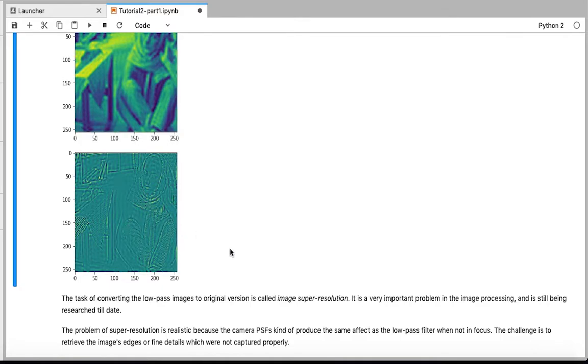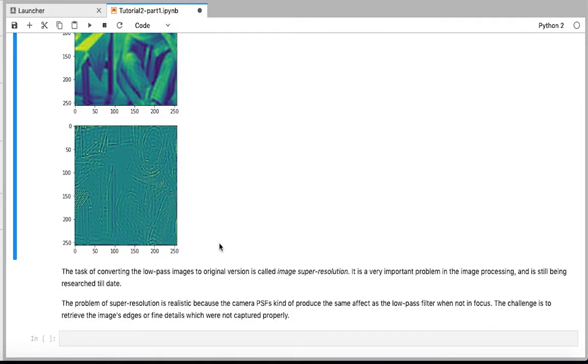We'll see in the future, towards the end of the course, how we recover these high frequencies from a blurred image to get a good quality image.